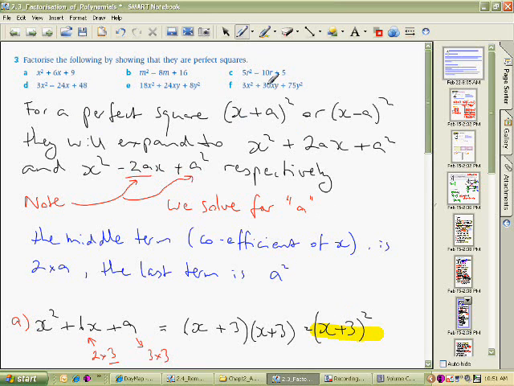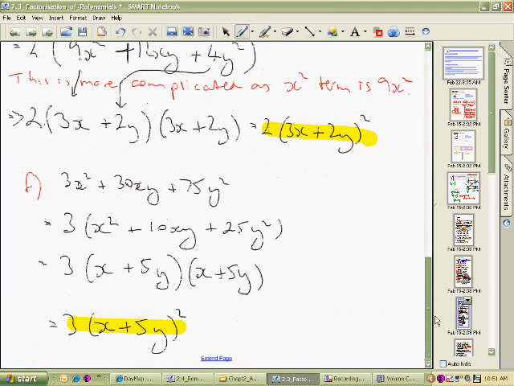This one here looks horrible, but if we pull out a common factor, 3 is a common factor in all of this. That reduces it somewhat. Let's go down and find it. There it is. So the common factor comes out. Then I'm left with this.